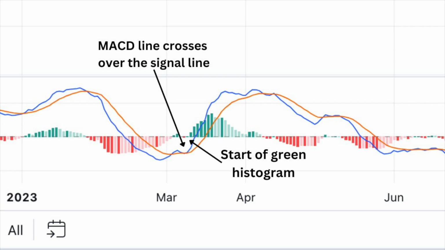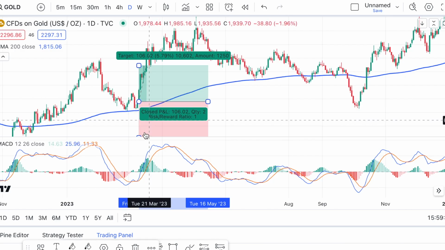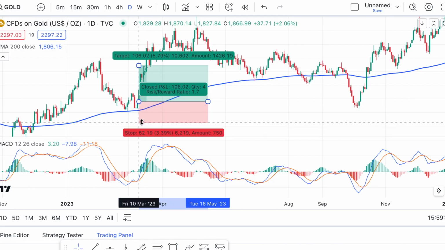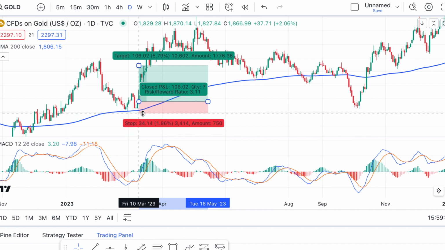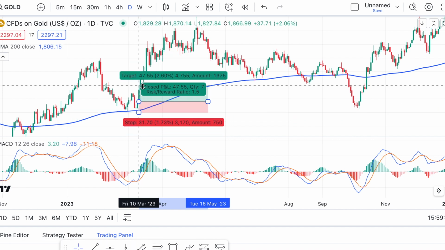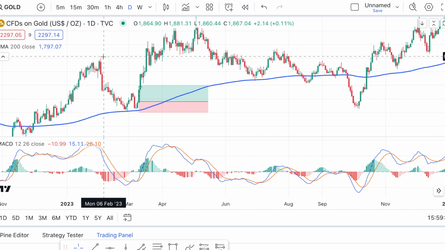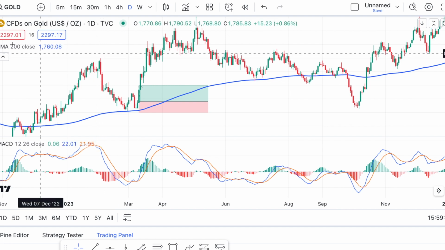If we zoom in, we can see that the cross happened here with a tiny green histogram appearing on our indicator. So we take a long position on this candlestick, set up our stop loss just under the recent swing low, and target 1.5 times the risk.